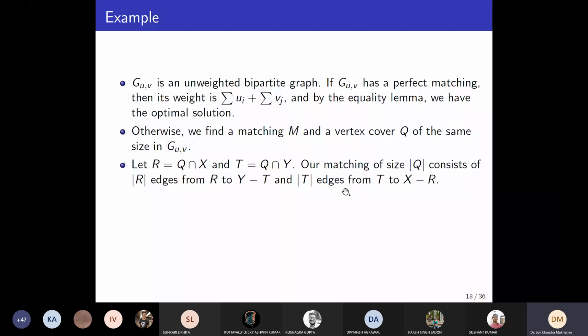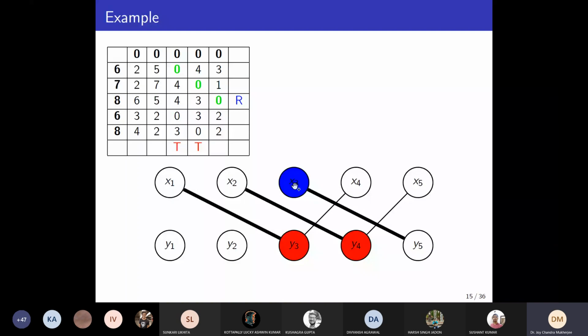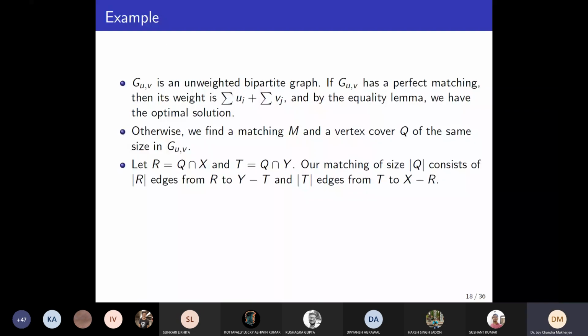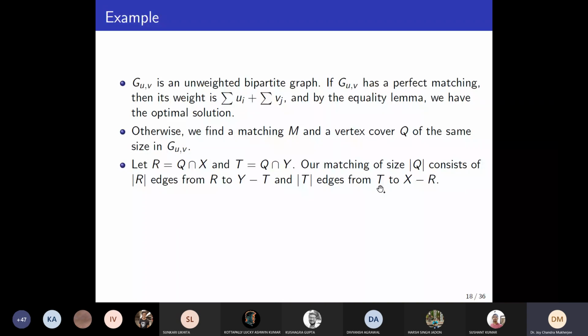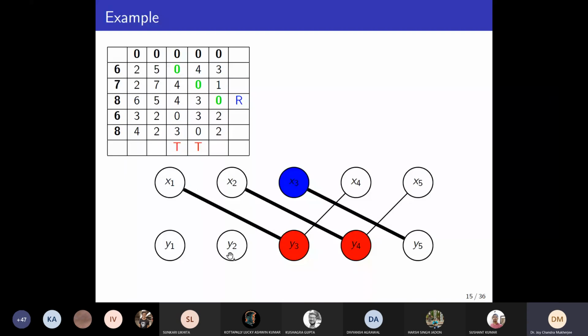Okay, so look at this, this is r, from r. This y1 y2 and y5 is basically capital Y minus t, and only one edge is selected in it. Similarly, mod r edges from r to y minus t, and mod t edges, mod t in this figure, that is two edges from t, that is y3 y4, to x minus r, two edges from t to x minus r. Okay, so our matching size is mod q.